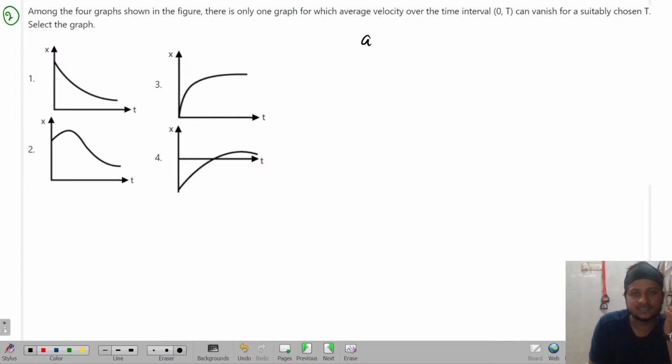So look over here. Average velocity. This average velocity is going to vanish, means it is going to get 0, when? Either the velocities should be in opposite directions, since velocity is a vector. So if two velocities are in opposite directions, they will cancel each other and the total average velocity is going to be 0.